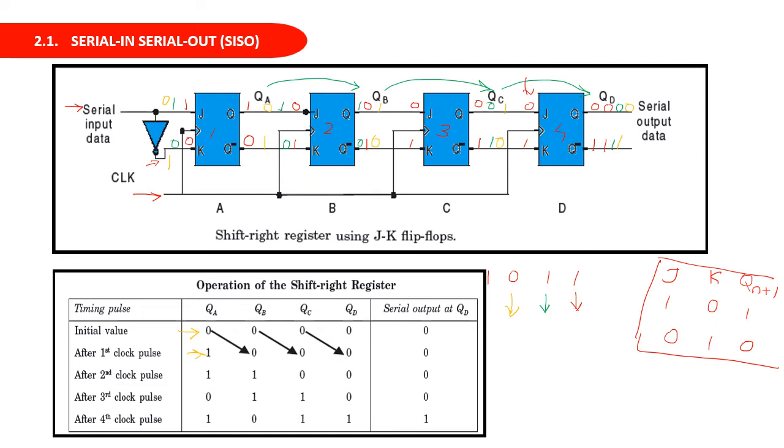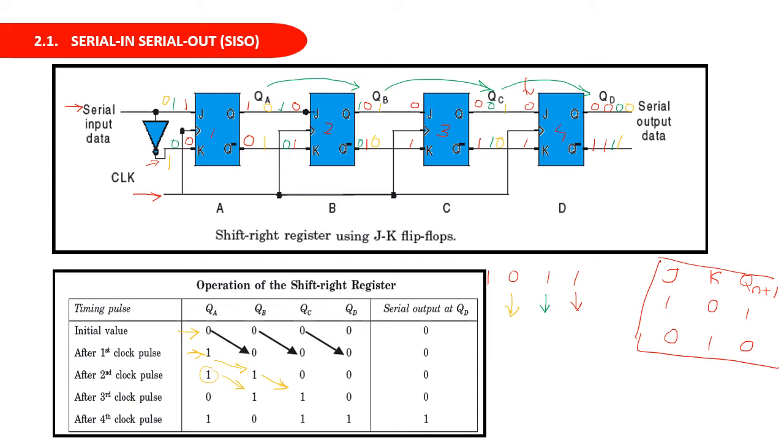When the next clock pulse comes, this 1 gets shifted to the second flip-flop, and the second input is again 1. We have to transfer 1 1 0 1. So the second input is also 1. And when the next clock pulse comes, the output of QB, that is the second flip-flop, is jumping to QC, and QA is jumping to QB.